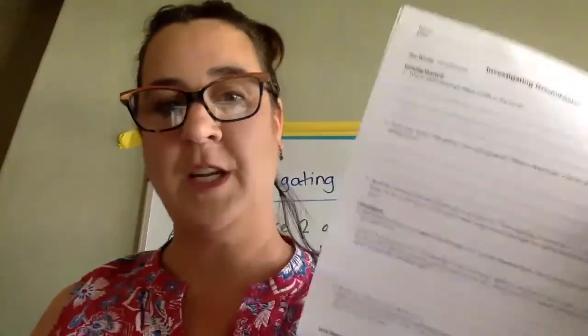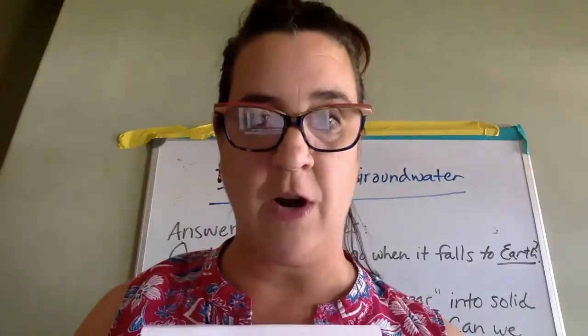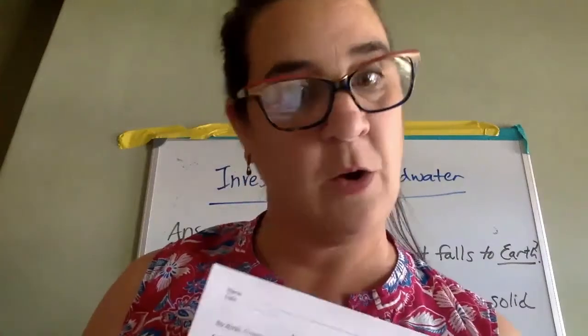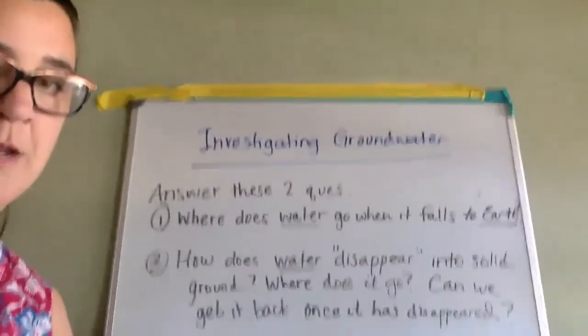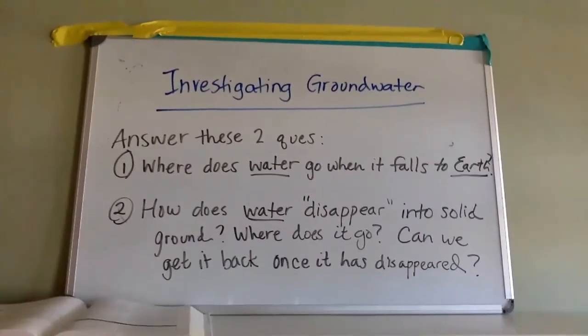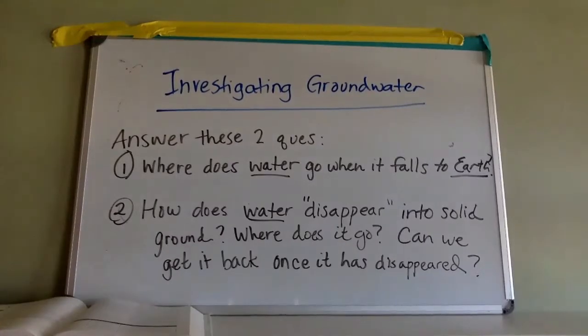You should have printed out or picked up a copy of this 3-page handout for activity 61 called Investigating Groundwater. And I want to start out with a couple of open-ended questions for you. So the first question here, if you can see it on my board, and I want you to write this down, there's a place on the handout for you to write it down: Where does water go when it falls to the earth?